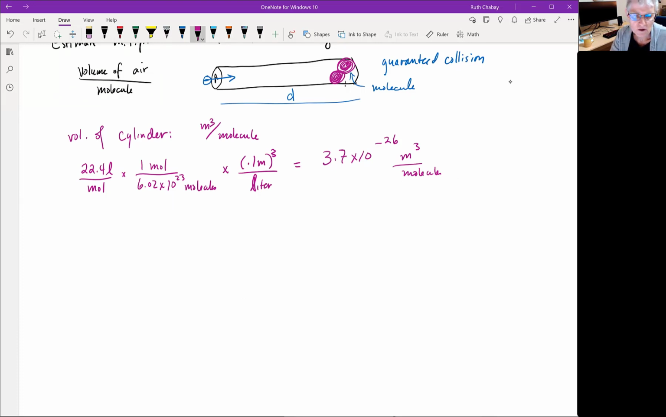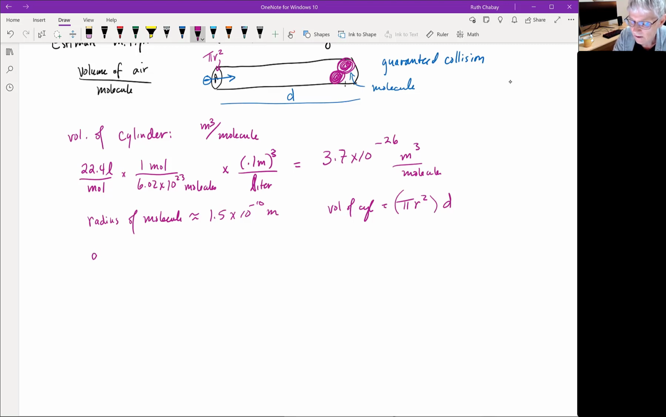So now if this is the volume of this cylinder, we can actually estimate the length. We say the radius of a molecule, well, it's not a sphere, so it doesn't exactly have a radius, but let's say it's around 1.5 times 10 to the minus 10th meters. Okay, so that's definitely an estimate here, but we're making estimates anyway. And so the volume of the cylinder is just the cross-sectional area, which is pi r squared, times this distance d that we actually want.